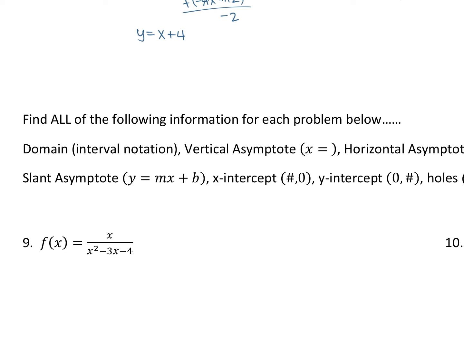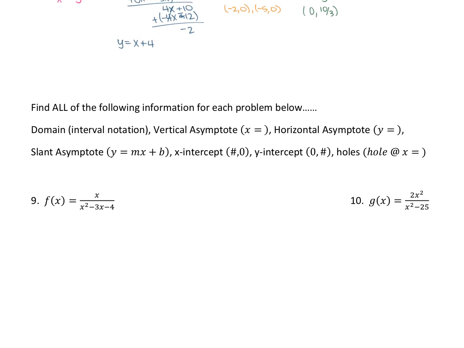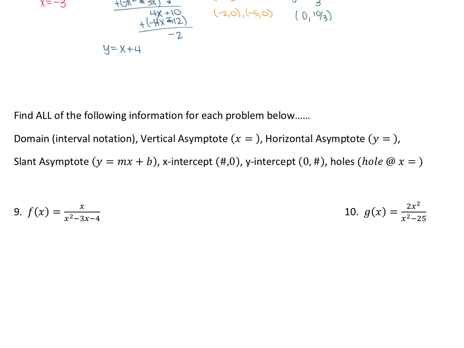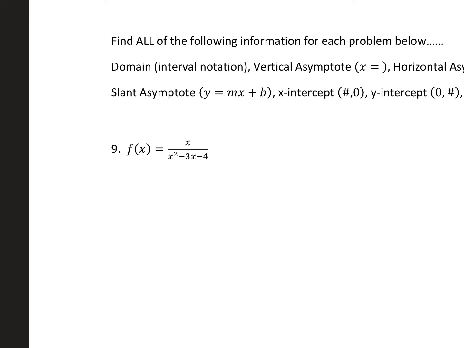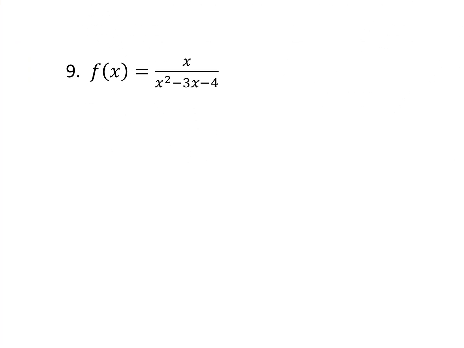For our next one, it tells us to find the domain in interval notation, vertical asymptote, horizontal asymptote, slant asymptote, x and y intercepts, and the holes. So with this one, everything's being brought together. So for the first one, number 9, we have f of x is equal to x over x squared minus 3x minus 4.